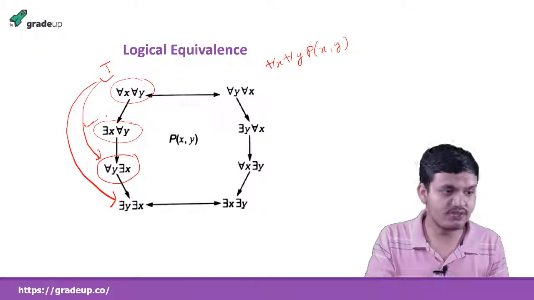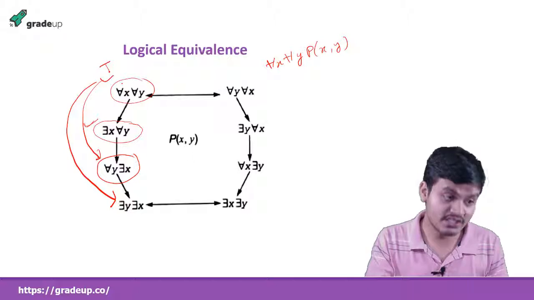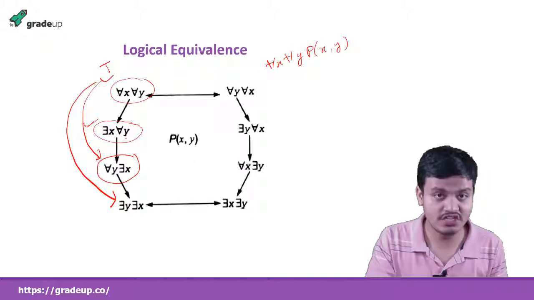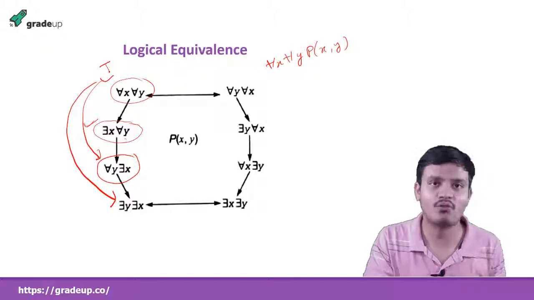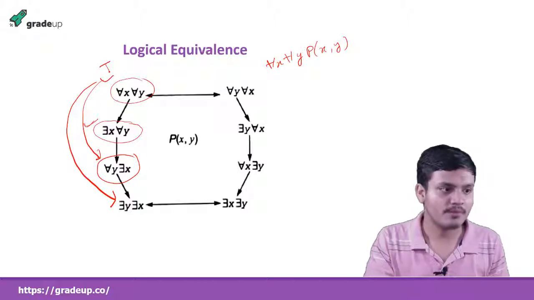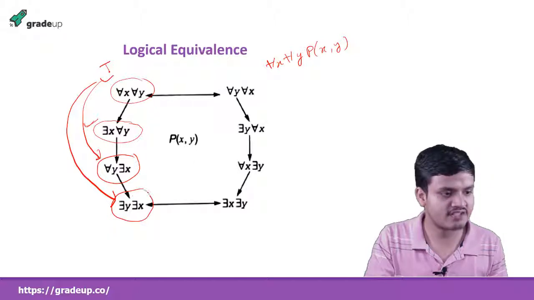If it is false, even then it can be true. But if this is true, then it has to be true. That is the meaning of P implies Q. You have to understand only this statement very carefully. You understand this statement, you understand the whole propositional logic. So for all X, for all Y, if this is true, then obviously there exists an X and there exists a Y such that P of X, Y is true. So that is what this means.